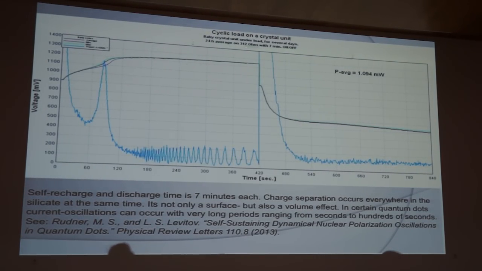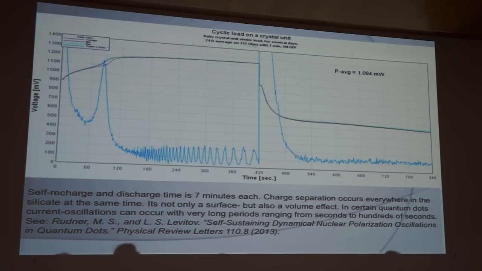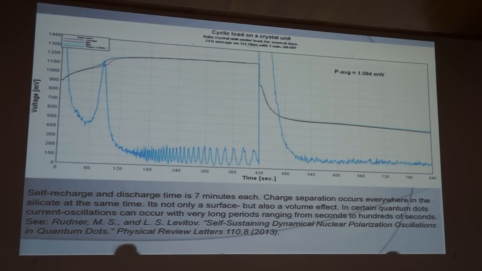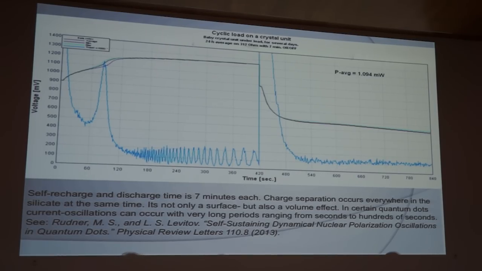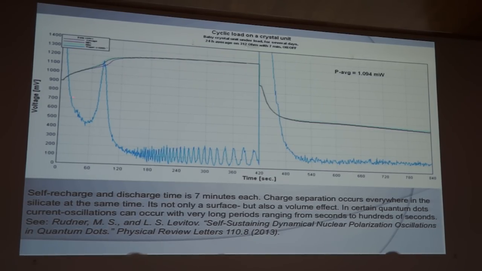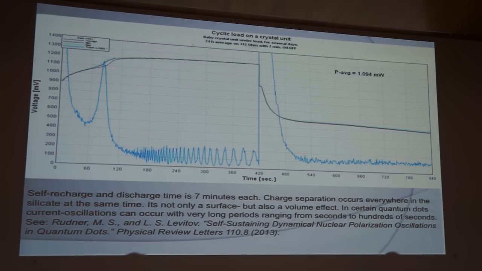Here we have another cell. We have a self-recharge phase of 7 minutes and a discharge phase under a resistor of about 7 minutes. And the blue line here shows again the differential signal. As you can see here, after 1 minute or 1.5 minutes, we have a much faster charging phase.